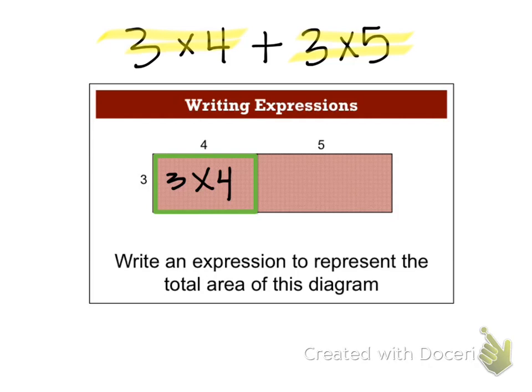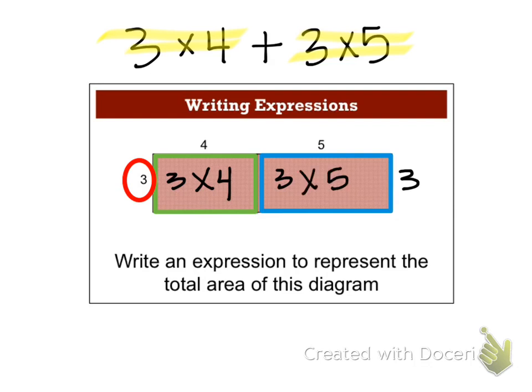Now, let's look at the second rectangle, which I have highlighted here in blue. The second rectangle has a length of 5 units, but it shares the same width as the green rectangle. So the width of the blue rectangle would also be 3 units. So to find the area of the blue rectangle, we would perform the calculation 3 times 5.